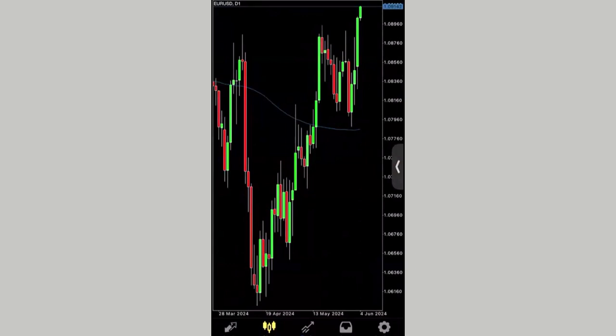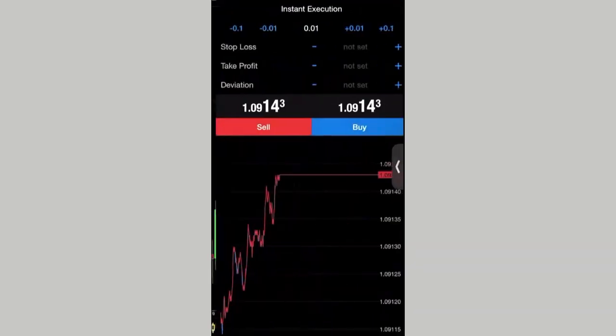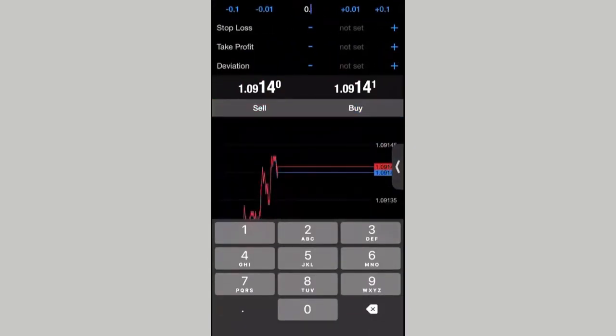I had my phone in my pocket while you were talking about the risk. So for the 0.1 lot size, is it 10 cents per pip that we're risking, if I'm correct? You'll be risking $1 per pip. For 0.1, it's $1 per pip. Okay.